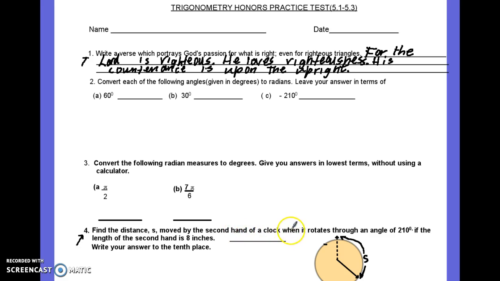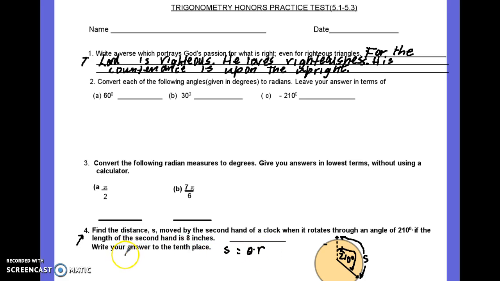Moved by the second hand of a clock, and it rotates through an angle of 210 degrees. So this angle here, called the central angle, would be that 210 degrees, something like that. That is your theta, and the formula is s equals theta r. And who remembers what I said about theta? Theta has to be in radians.